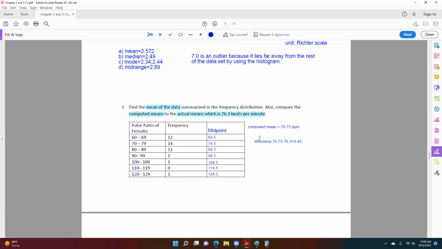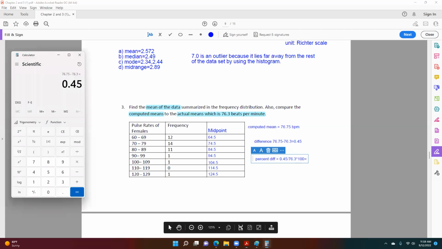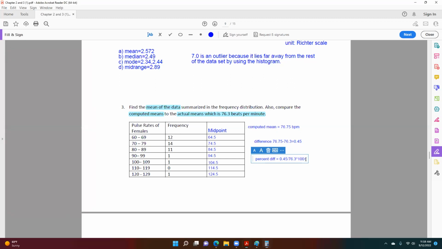And then you need to divide that by the actual mean. So what we call the percent difference here is 0.45, which is the difference between the computed mean and the actual mean. And you divide this by the actual mean in this case. And because this is a percent, we will multiply this by 100. So the same thing like what we figure out percentages here. So you take the 0.45 divided by 76.3, which is the actual mean, and you multiply this by 100. So this came out to be 0.59%.